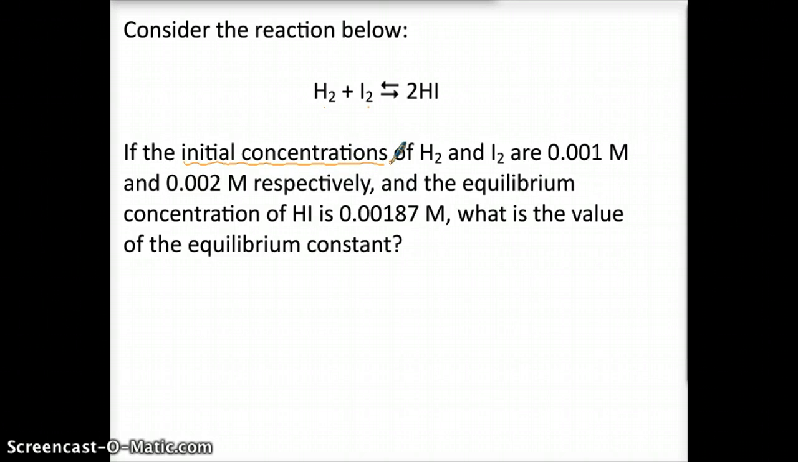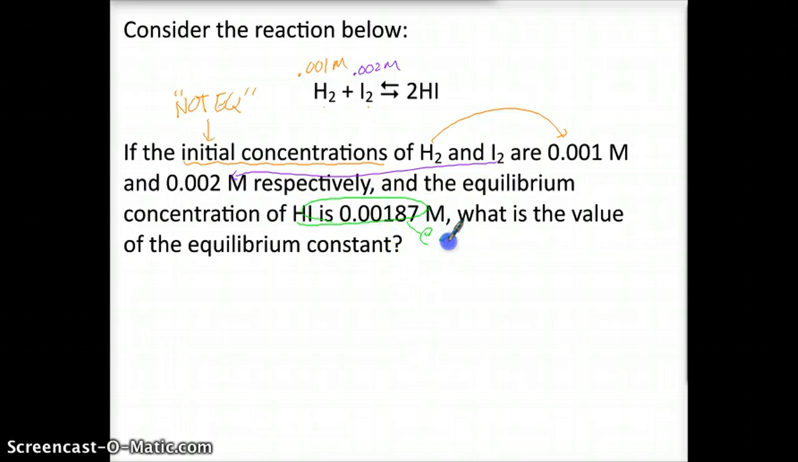For example, this says if the initial concentrations of H2 and I2 are given. So far, we've been doing problems when the concentrations were at equilibrium. Initial is a key word that means not equilibrium. We're not at equilibrium right now with these concentrations. But we know for H2 it's 0.001 molar, and for I2 it's 0.002 molar. And the equilibrium concentration of HI is 0.0187 molar. So this is at equilibrium.